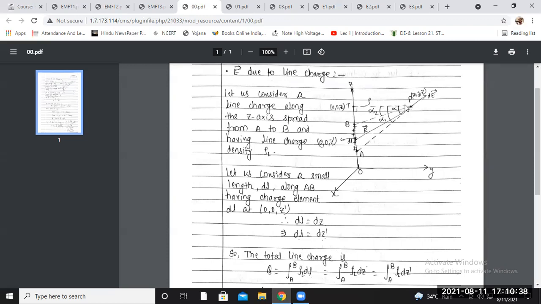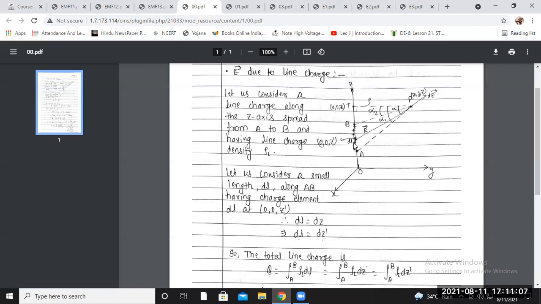As you know, the radial distance from the z-axis to a point P is called the radial distance, so it is represented as rho. Now draw a line from point P to B, making angle alpha 2 with the perpendicular line. Similarly, connect the point A with the point P, which makes an angle alpha 1 with the perpendicular.